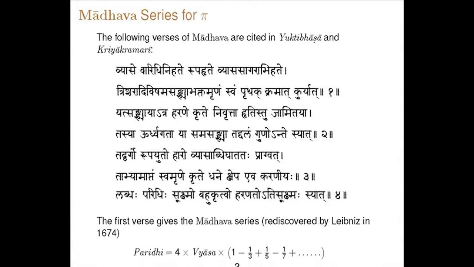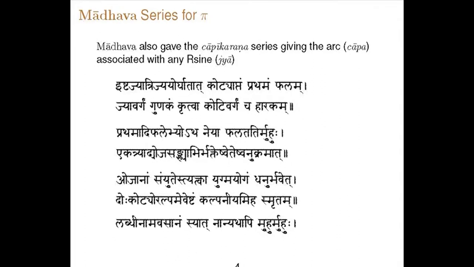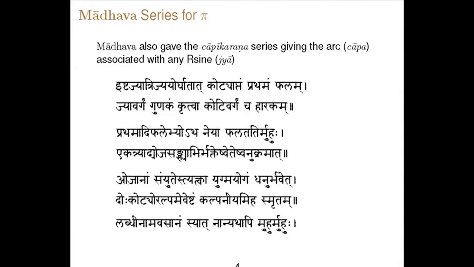The other verses of Madhava have to do with the end correction term, we will come to it later. So this is the first result by Madhava. Then Madhava also gave the relation between the arc and the chord, or the arc and the jya and the kojya and the arc. So this is the relation which is again cited in Kriyakramakari and in Yukti Bhasha. Ishta jya trijya yor ghatat kotyaptam prathamam phalam.